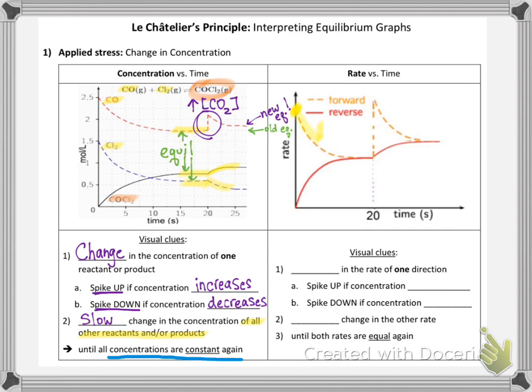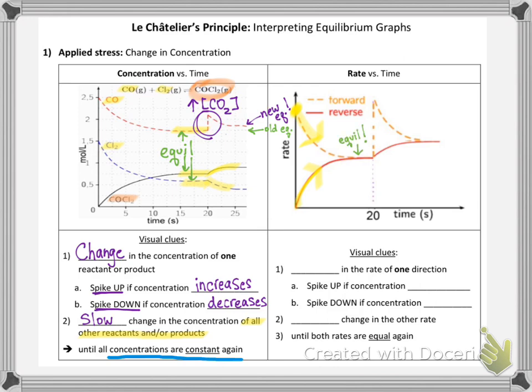But as the reactants get used up, the forward rate slows. As you produce products, now the reverse reaction rate starts speeding up, and eventually, hey look, they have reached equality between forward and reverse reaction rates, and thus equilibrium.